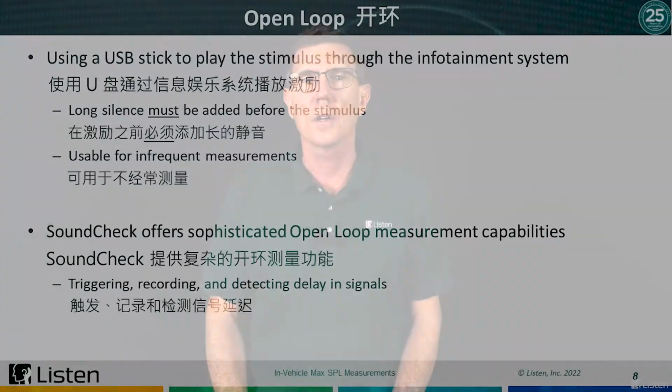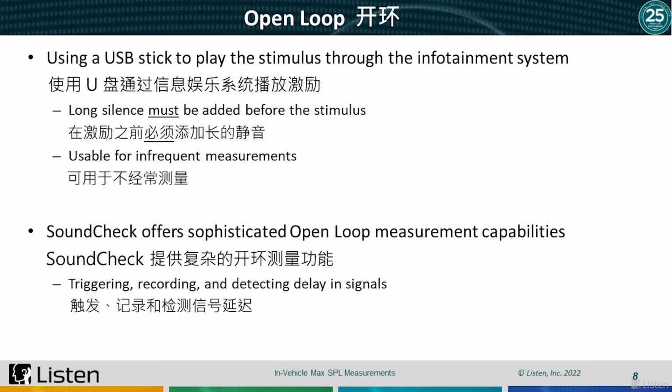Next, I'm going to cover USB drives. This is the simplest option if you only need to make occasional measurements or your car does not have an auxiliary input, as it avoids the need to configure and calibrate a Bluetooth interface. However, it's not without its drawbacks. You need to record the stimulus with a long period of silence at the beginning to enable you to plug it in, hit play, and exit the car before you are deafened with extremely loud pink noise in your ears. It's not ideal, but if you have no other way or only need to make measurements infrequently, it works.